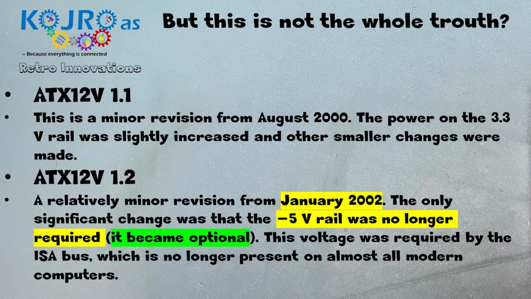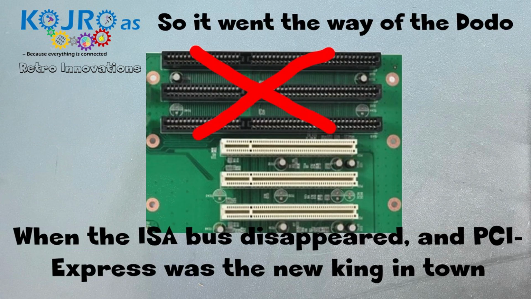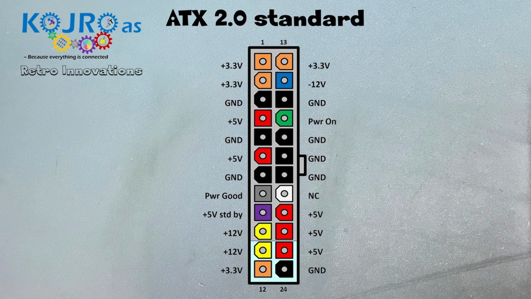The standard was changed in 2002 as the -5-volt became optional. That means that there are systems out there with ISA buses that have no -5-volt rail. But when the ISA slot went the way of the Dodo and PCI Express became the new king in town, it was game over for -5-volt for good. And on the new 2.0 ATX power supply connector, this is marked as not connected.